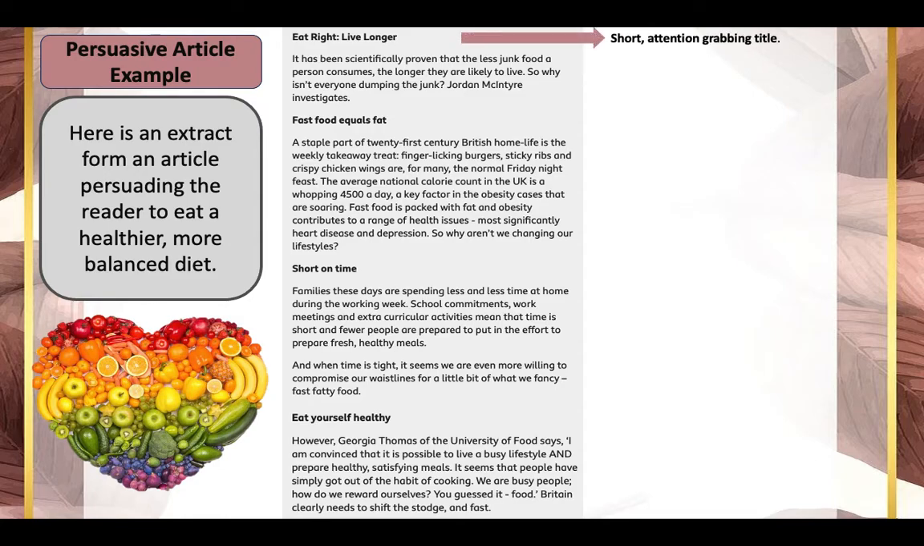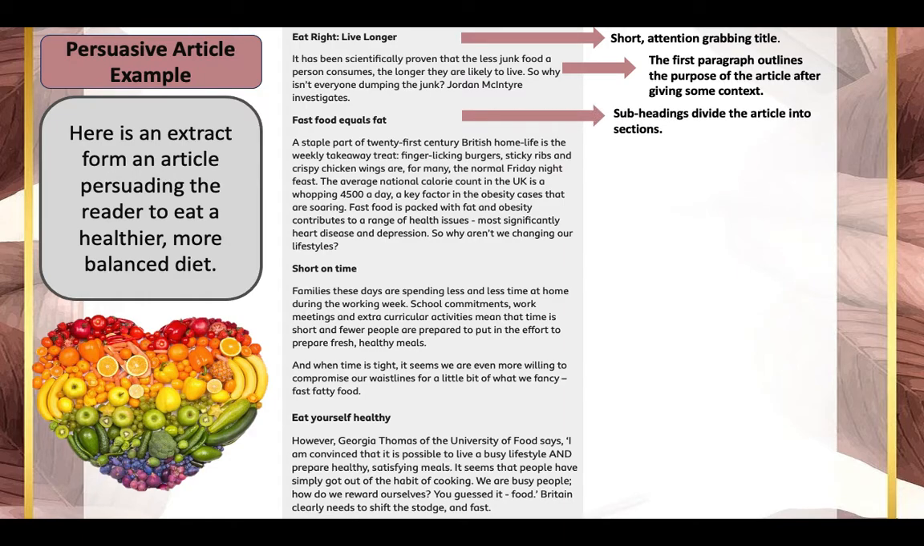Okay, to begin then, we've got a short attention-grabbing title, Eat Right, Live Longer. Personally, I would have made that more clear to the reader. That was sort of a main title, if you like, but that was just a stylistic choice. The first paragraph then explores what the article is going to be about. So it's going to be outlining an investigation by Jordan McIntyre and why everyone isn't dumping the junk, as it calls it there. So why do people know all of this information about healthy eating but still eat junk food? So we've got an introduction that outlines what the article is about as a whole.